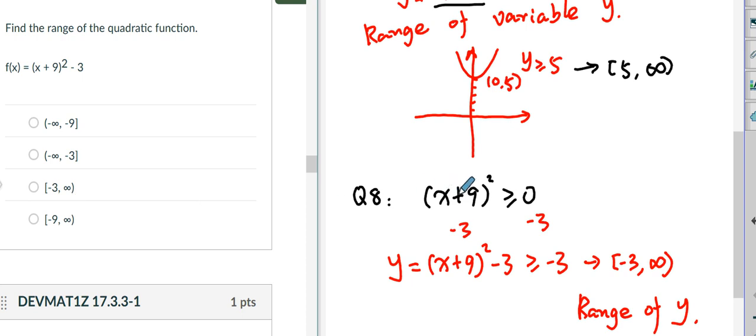By the way, we know here the smallest value for y is -3. That's at the point when x is -9. Again, -9 plus 9 is 0. And you square the 0 is still 0, then -3. So you then have -3 is the lowest point. So here the vertex is where? It's -9, -3.